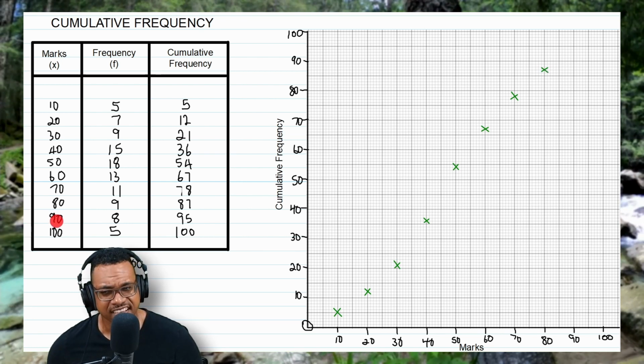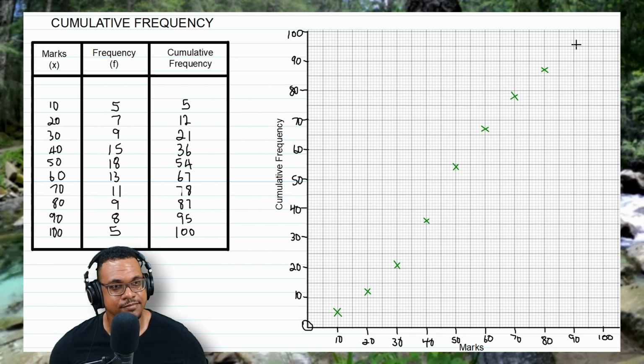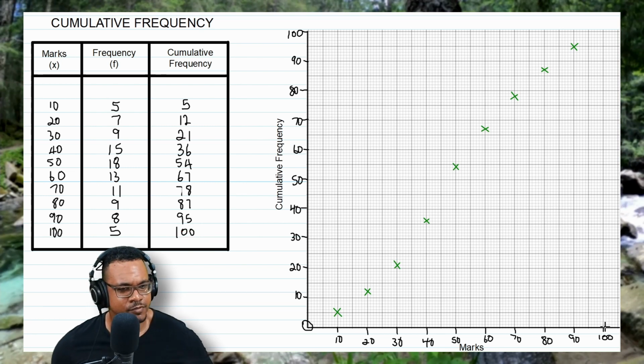Then for 90 on the x-axis, we have 95 on the y-axis. So we come here at 90, go all the way up to 95, which is in between 100 and 90. And make our x here. And then for 100 on the x-axis, we have 100 on the y-axis. So we come here at 100 and go all the way up to 100 on the y, which is right here.